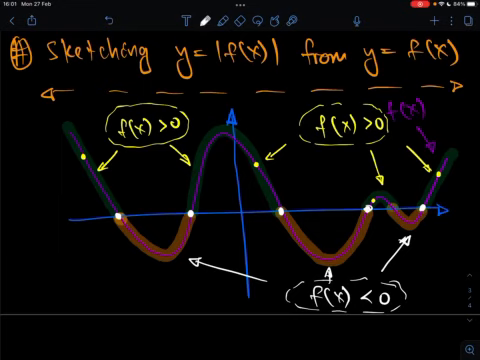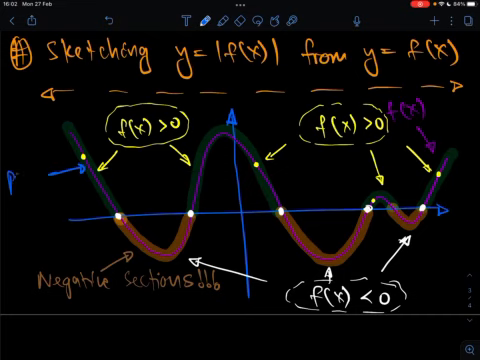So sections like these that I've highlighted in brown are what we refer to as negative sections, or negative portions, whatever you want to refer to them as. And then the top ones, these ones that I've highlighted here, we refer to these as positive sections. Those are things that you should know, that a function is made up of what are known as positive sections and what are known as negative sections.